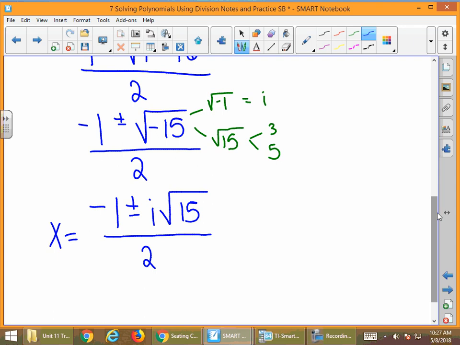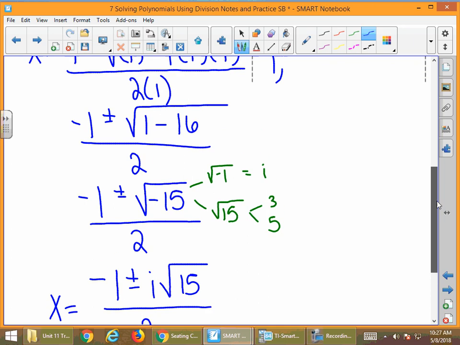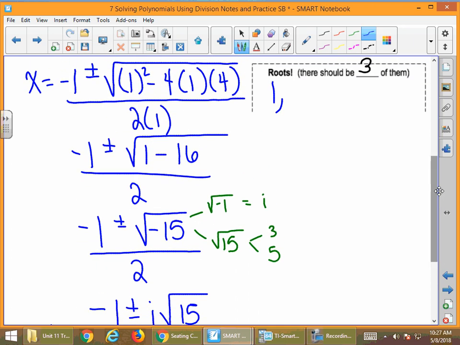And you are welcome to write negative 1 plus or minus i radical 15 divided by 2. If you prefer, it's negative 1 plus i radical 15 divided by 2, and negative 1 minus i radical 15 divided by 2, if we want to list each of those roots separately for literal people. 3 roots means 3 answers. There we have 3 of them listed.